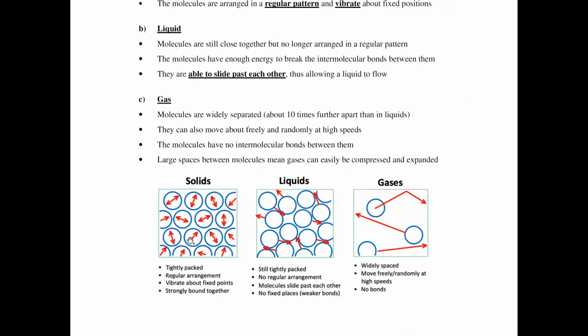So for solids, in general, they are tightly packed in a regular arrangement, vibrate only about fixed points, and are strongly bound together. For liquids, still tightly packed, but not as tight as solids. There is no regular arrangement between them. The molecules can slide past each other, and they are not fixed at any point because they don't have any bonds between them. And lastly, for gases, they are widely spaced, they move freely and randomly at high speeds, and there are no bonds whatsoever between the molecules.